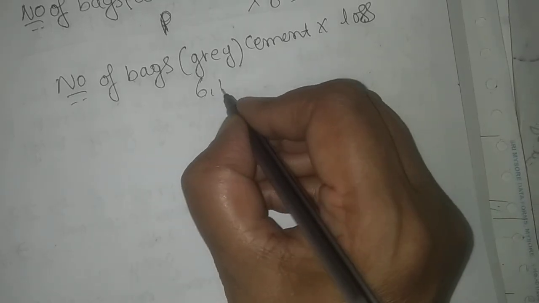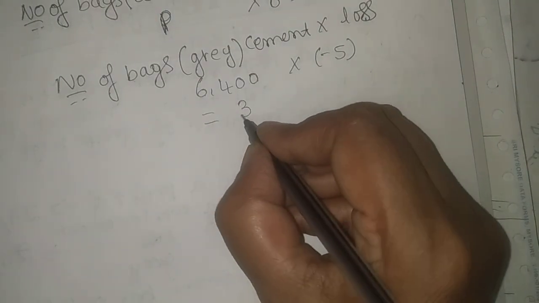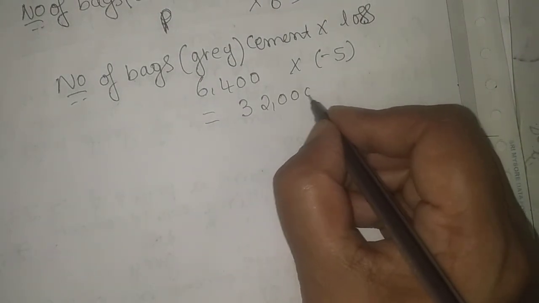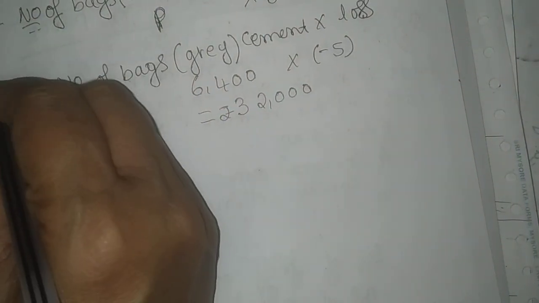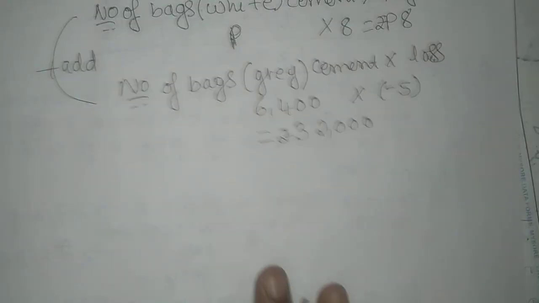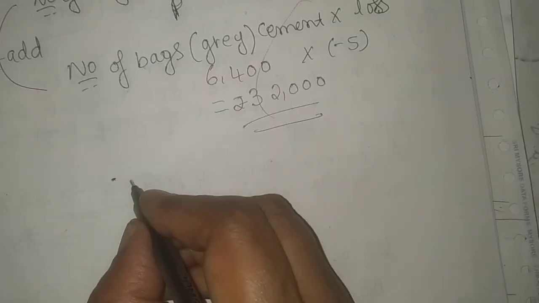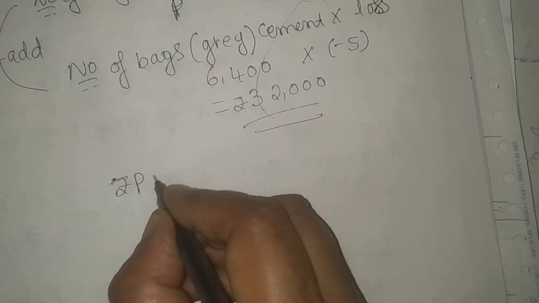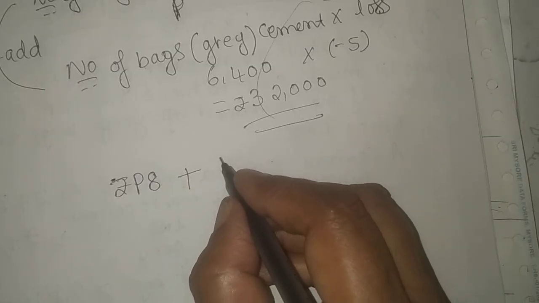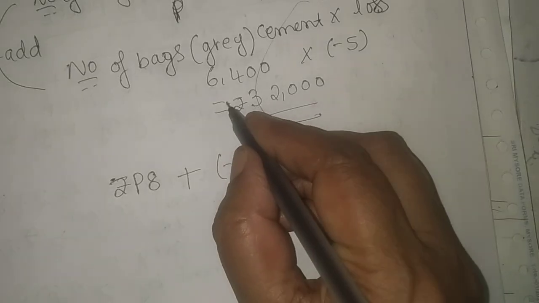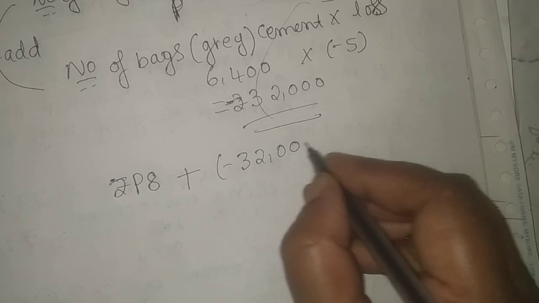Grey cement how much? 6,400 into minus 5 we have to take. Therefore we'll get 32,000 rupees. Now add these two. Add both. Therefore we got this answer and this answer you have to add. Therefore write down P rupee P8 plus minus, this is minus because minus is there here, 32,000.